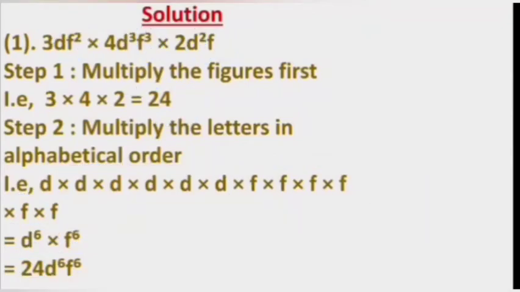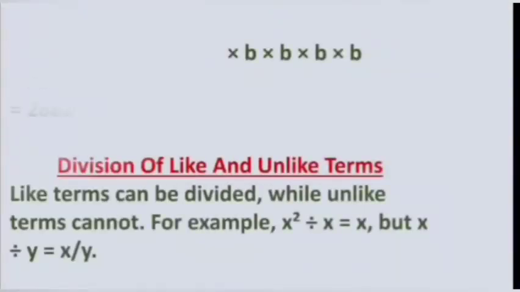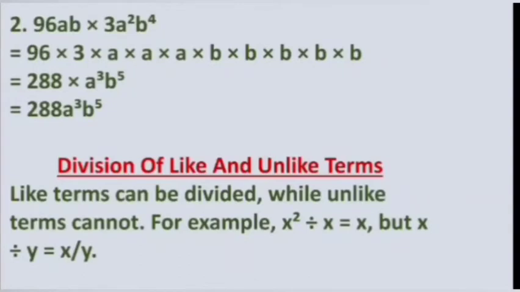Very simple. Now let's take the next one. Hope you're ready. Let's go. We have the next one, 96ab times 3a squared b raised to the power 4. Then, as usual, multiply the numbers. You have 96 times 3.